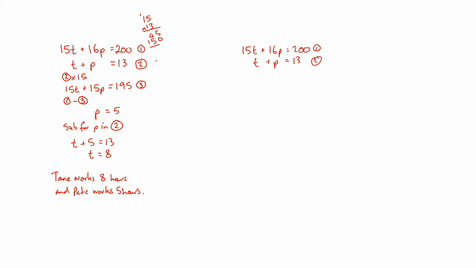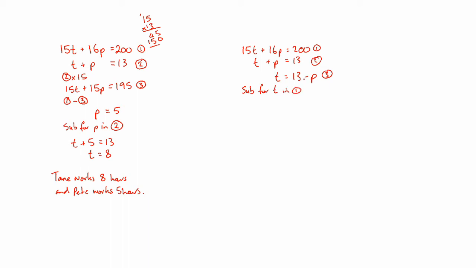So here we took one away from the other so we could get rid of a variable. This time around, I'm going to rewrite equation 2. I'm going to get p over to this side, so t's on its own. So t equals 13 minus p. Okay, that's equation number 3. And now we can sub for t in equation 1.